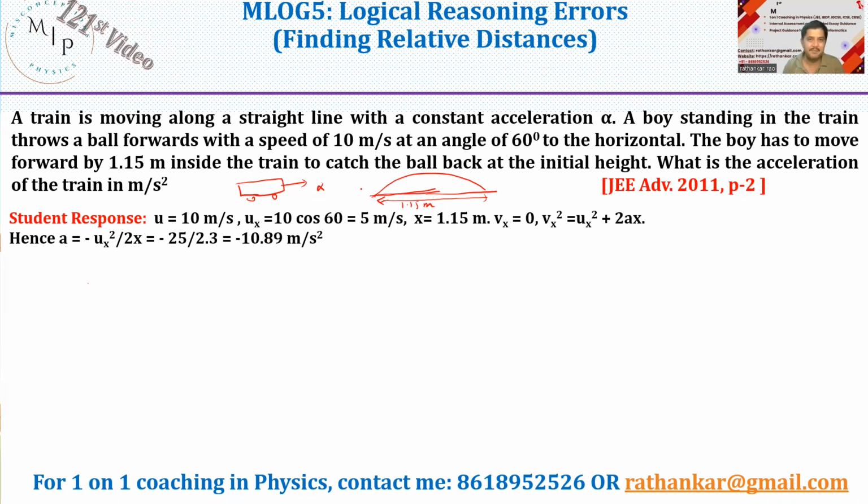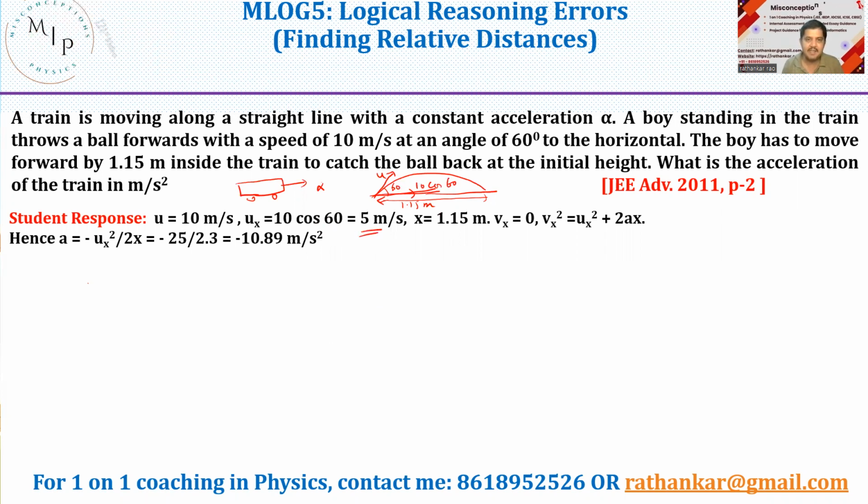Now, what my student did was take the initial velocity u equal to 10 meters per second, which is the velocity with which you throw the ball, making an angle of 60 degrees. Since we are going to find the acceleration of the train, there's no need to calculate the y value, because it's only about the x-axis. The train is moving along the x-axis, not up and down. So we just need ux equal to 10 cos 60, the component of u along this direction. He substitutes this value and gets 5 meters per second.